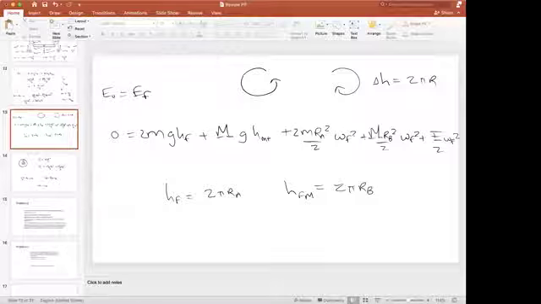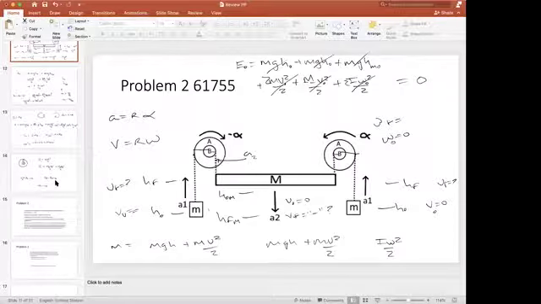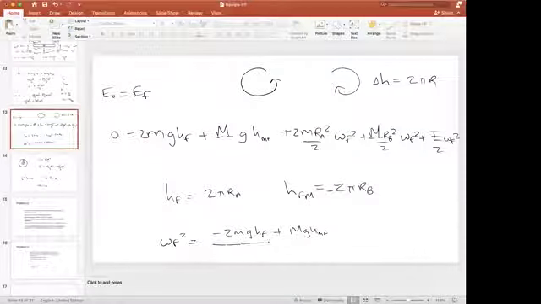And then you could solve this for omega final. You can see here that omega final squared would be equal to, if I move this over, minus 2 little m g h final plus big M g h M final, but note that this will be negative because it's falling down, all over the stuff in front, which is m RA squared plus big M RB squared, to the half, plus I over 2. And that would be your omega final.